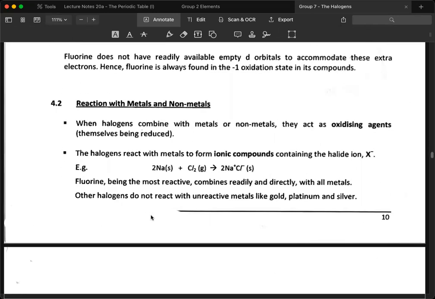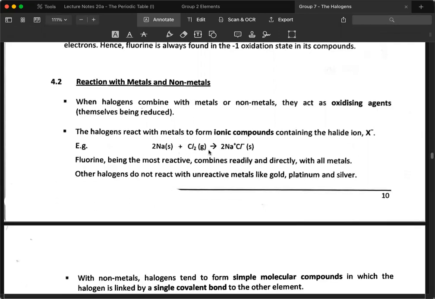When halogens combine with metals or non-metals, they act as oxidizing agents. They can react with metals to form ionic compounds. Fluorine, being the most reactive, combines readily and directly with all metals. Other halogens do not react with unreactive metals like gold, platinum, and silver, but fluorine can.